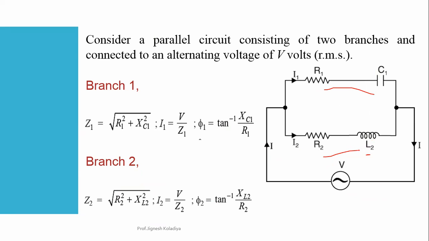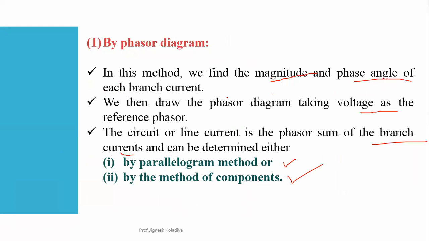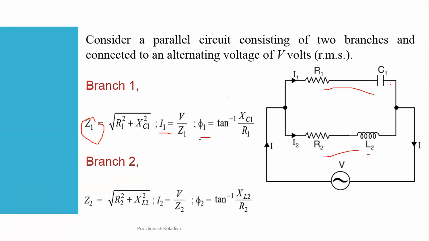So for branch number 1, we want to write impedance, current and phase angle, because without impedance you cannot find the magnitude of current. I told you that we have to find magnitude as well as phase angle, so here I1 is the magnitude and phi1 is the phase angle for that current. So for branch number 1, Z1 is equal to square root of R1 square plus XC1 square. I1 is equal to V by Z1, and phi 1 is equal to tan inverse XC1 by R1.